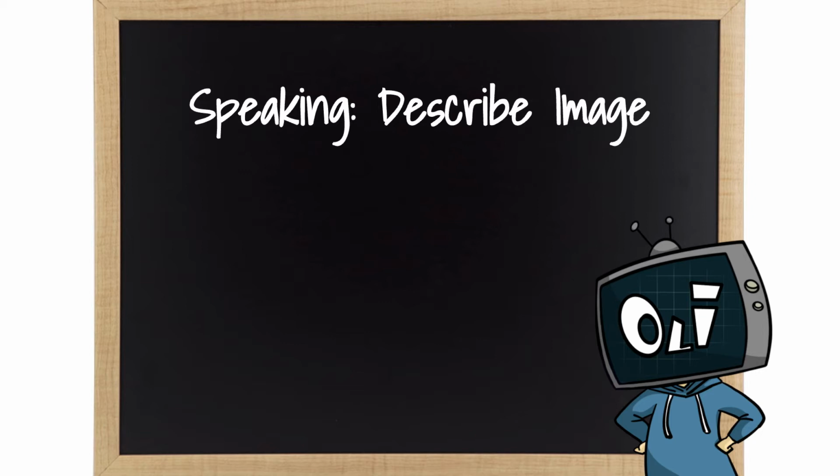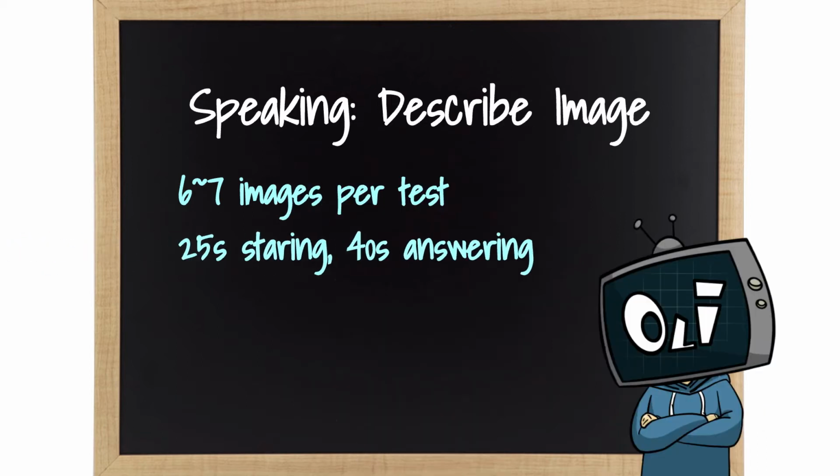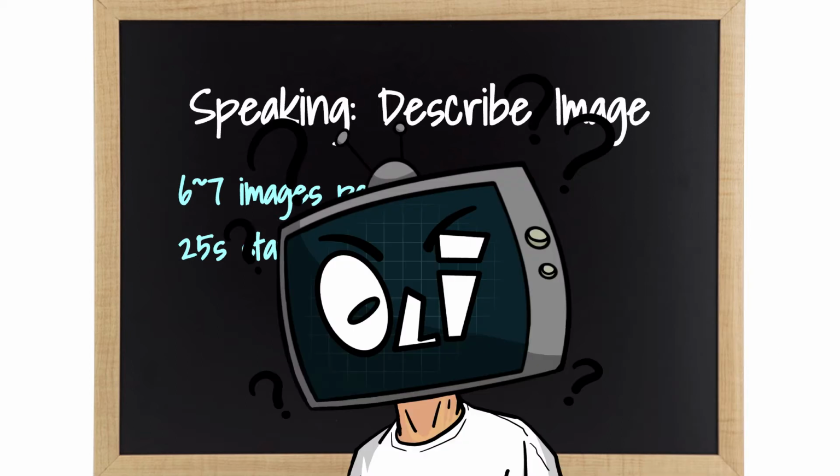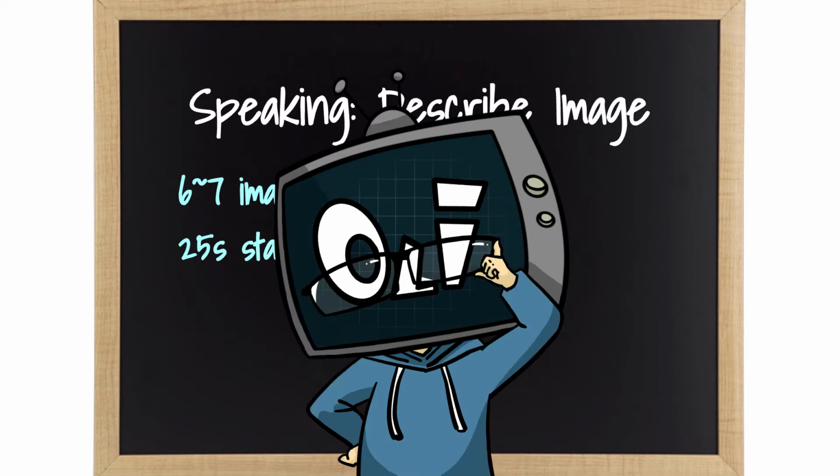First things first, you will end up with 6 to 7 images per test, and you have to describe them after staring at them. Well, duh. You will have 25 seconds to glance through each picture, and then you will have 40 seconds to talk about what info is conveyed. If you find 40 seconds suspiciously familiar, you're not alone. In fact, I have a full teaching philosophy derived from this one single detail.